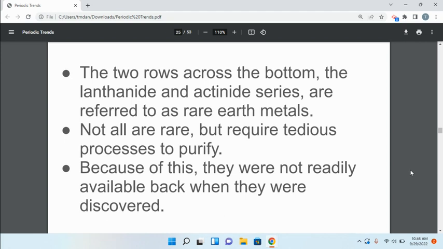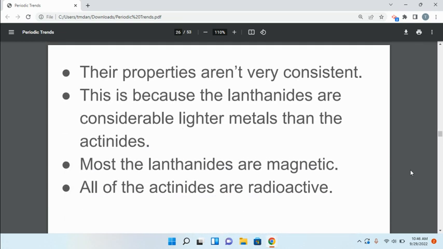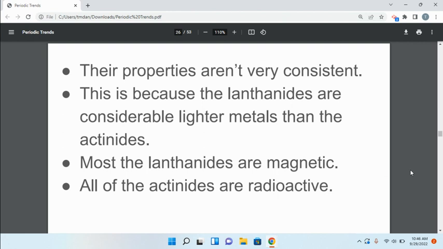And so the two rows across the bottom that were all in green, those are the lanthanide and actinide series. They're sometimes called rare earth metals, but that's kind of a misnomer. They're not all rare. There's some that are relatively abundant. They got the name rare because it was difficult and tedious and costly to purify them. So you never found a lot of them available to purchase, at least back when they were first discovered. Now things like neodymium are much more common and much more readily available than what they used to be. Again, their properties aren't very consistent. They're not really true families per se.